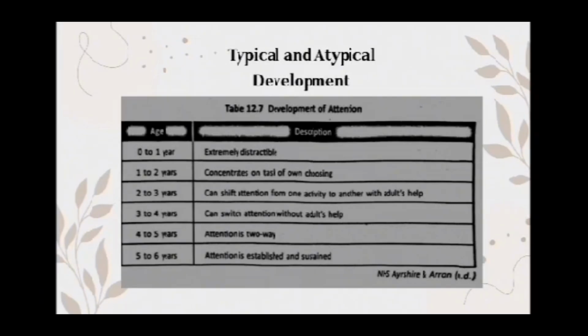Lastly is 5 to 6 years old. Attention is established and sustained. So by this age, children are capable of maintaining focus on a single task for a longer period, even in the presence of distractions. So they can follow classroom activities, complete puzzles, or listen to a story without frequent lapses in attention. So these milestones indicate a mature level of attention control which supports readiness for formal learning.